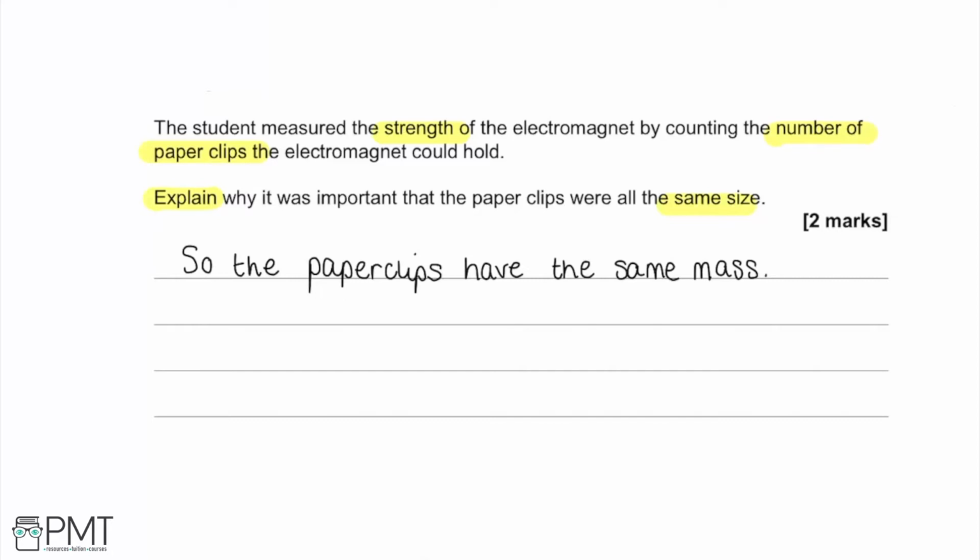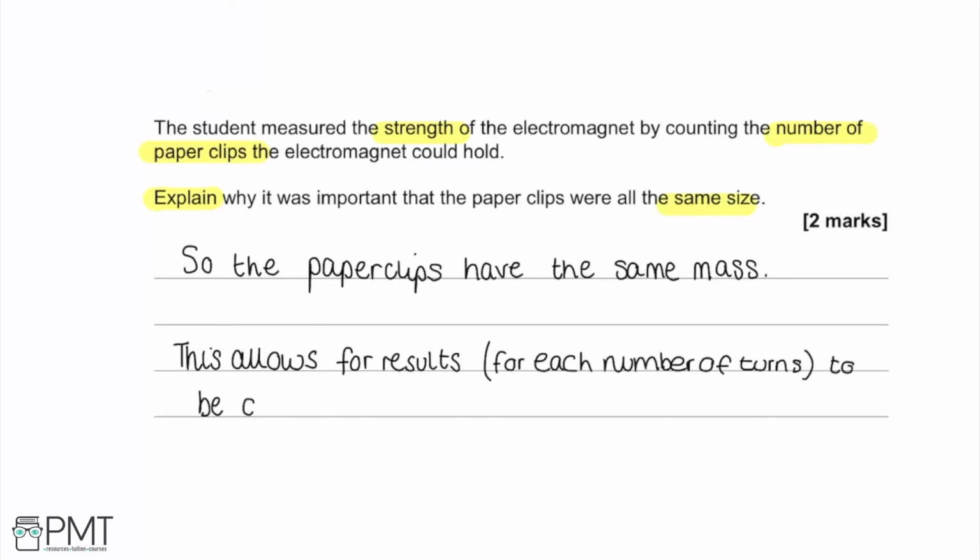So it's a variable that must be controlled in order to ensure that it's a fair test and experiment. This is so that we can then directly compare our results for the number of paper clips the electromagnet can hold at each different number of turns, which is the point of this experiment. If the paper clips were all of different sizes, we wouldn't be able to reliably compare the numbers that they can hold because they're all of different masses, so we don't actually know the total mass that it could hold, which relates to the number of the correct size paper clips.